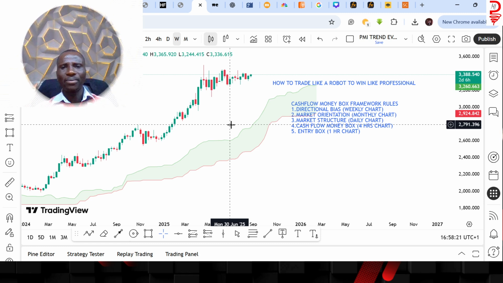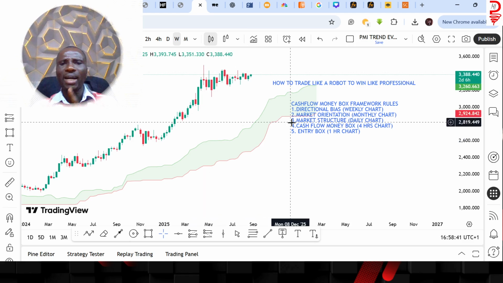You see that now? And if you are to program a robot, that is what the robot will do for you. Once you set it as a rule or a program or a code that only take trade for a buy when the directional bias is a buy, the robot will not do otherwise. So let's move to the second rule or condition.